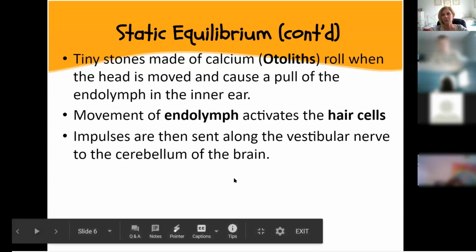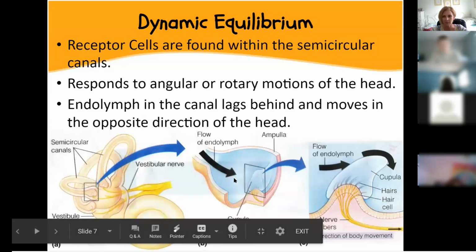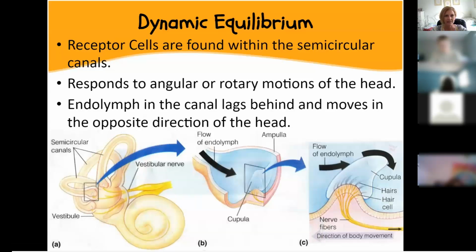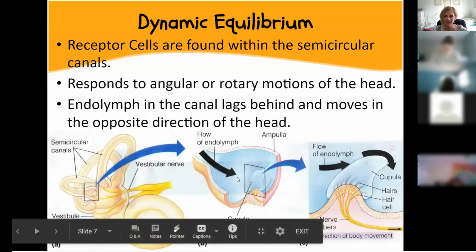There's a lot of fun words in the whole ear section. I like to do a little bit more with these when we have more time. So dynamic equilibrium, this is the other one. So here's our semicircular canals. Notice they're very closely associated with the vestibule. So we're going to be looking at the crista ampullaris.